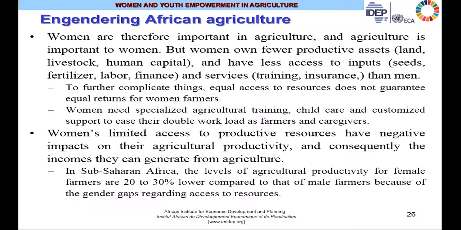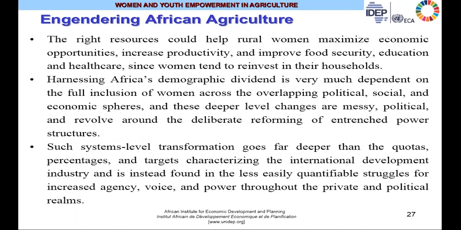In sub-Saharan Africa, for example, levels of agricultural productivity for female farmers are almost 30% lower compared to that of male farmers, because of what? The gender gaps regarding access to resources. So there is all justification that we must engender African agriculture. In other words, we must take into consideration the gender phenomena.